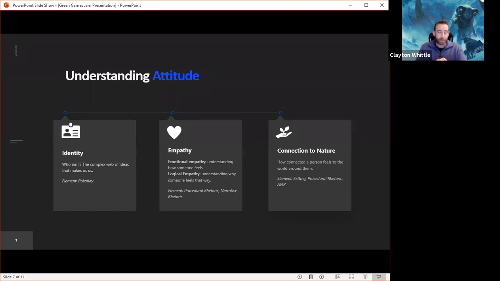Through experimentation and research, psychologists have empirically identified that there are these three elements that are a good predictor of someone's intent, someone's attitude towards the environment, whether or not they want to be a good environmental actor. And those are their identity, their empathy, and their connection to nature. Now, identity is the most complex of those.